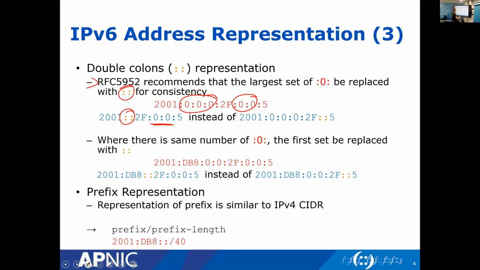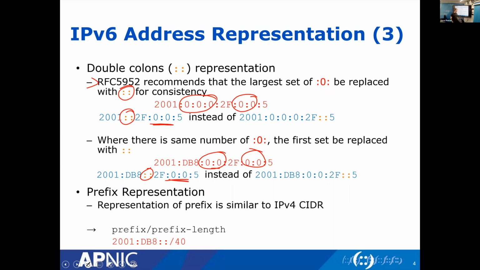But what if I've got the same number? What if I've got a 00 and a 00? What we do is we replace the first set, so the left-hand side set. We replace that with a 00 and leave that one there. And again, it will work either way. It's just whether or not you're going to follow that.